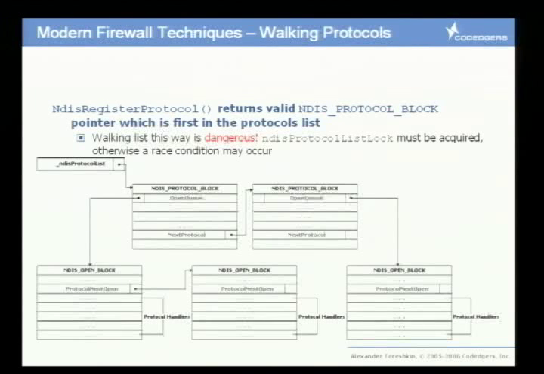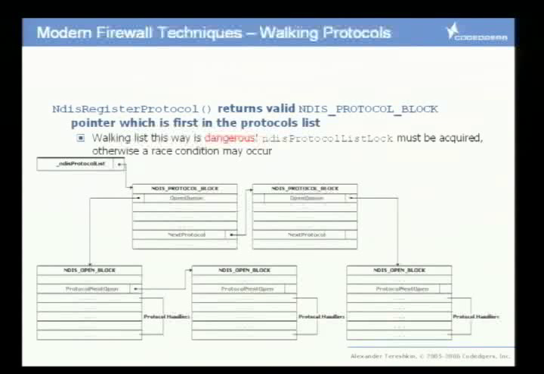And the other thing is that there exists a spin lock which protects the list of protocols from synchronization issues, and it's called ndis protocol list lock. This lock must be acquired when a firewall walks the list, otherwise a race condition may occur. But none of the current firewalls acquire this lock. Furthermore, none of the firewalls now search for the NDIS protocol list head. They just register a temporary protocol.